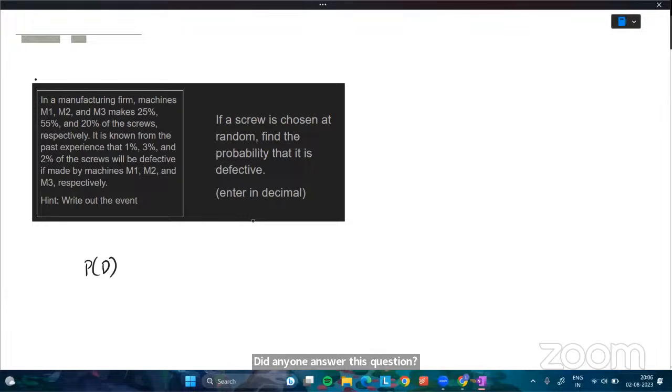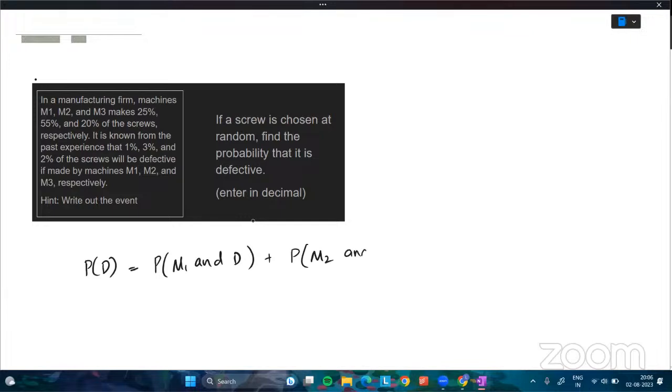Did anyone answer this question? Okay, so how I solve this is we'll have the probability of it being defective. Ma'am, the answer is 0.023. Yeah, 0.023, that is the answer. So the probability of it being defective: it will either be M1 and defective, or M2 and defective, or M3 and defective.